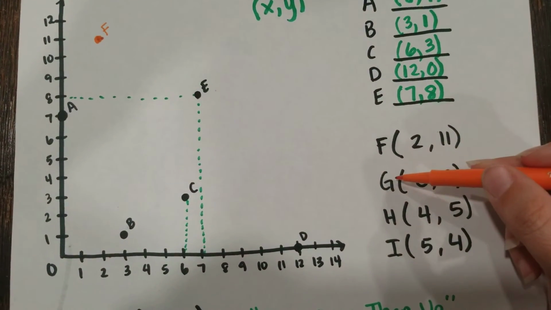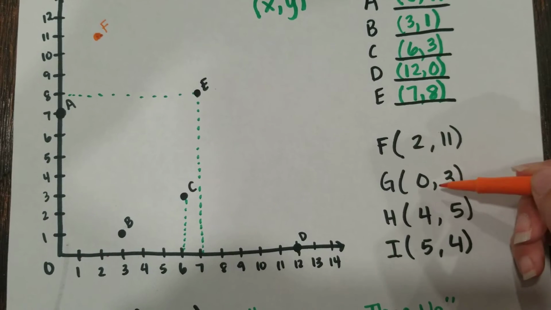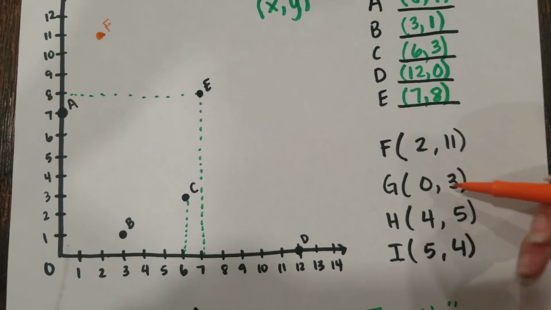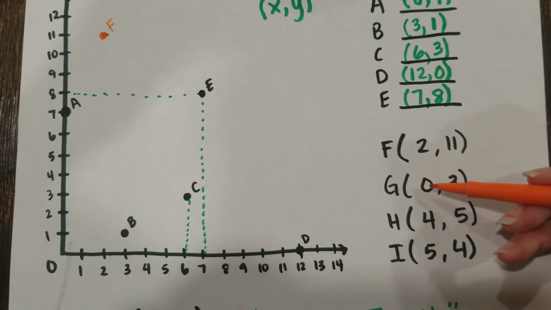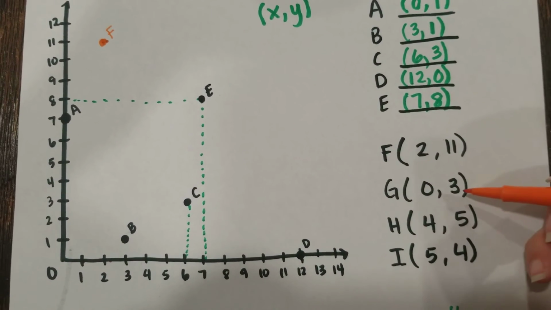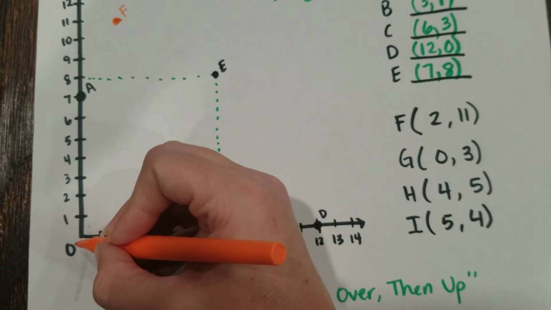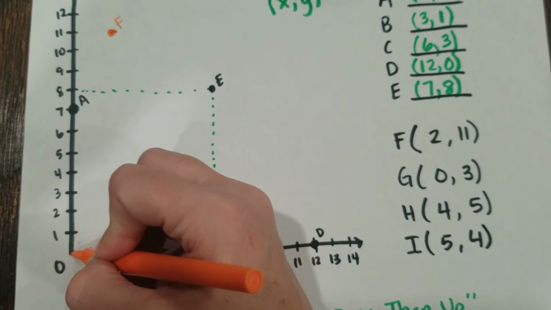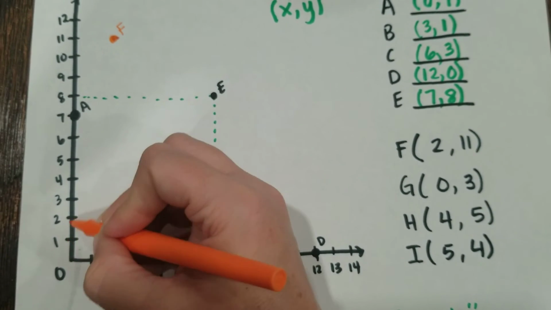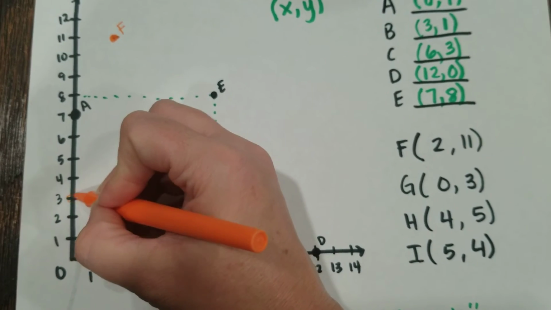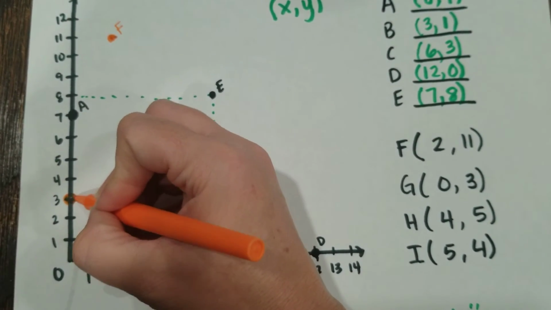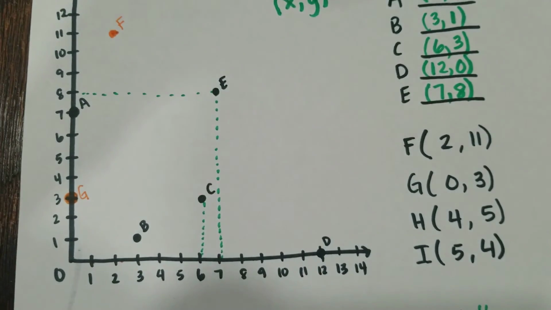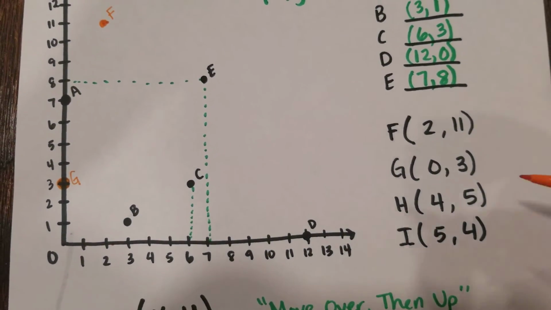I need to plot G. G is 0, 3, so I need to move over 0 and then up 3. So when I move over, I'm really not going to move over at all. I'm going to stay right there at 0, and then I'm going to go up 3. We always start at the origin, right? So over 0, that means I'm not going to move over at all, staying right here. And then up 3, 1, 2, 3. So it's going to be right here on the axis. Make it nice and big so we can see it. And then I'm going to label it G. All right, we've got 2 more.